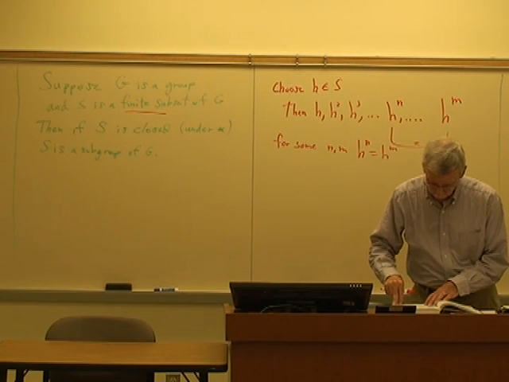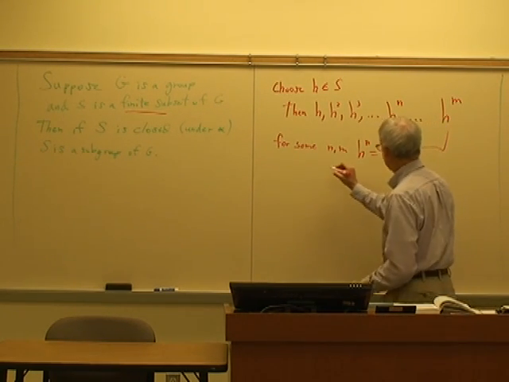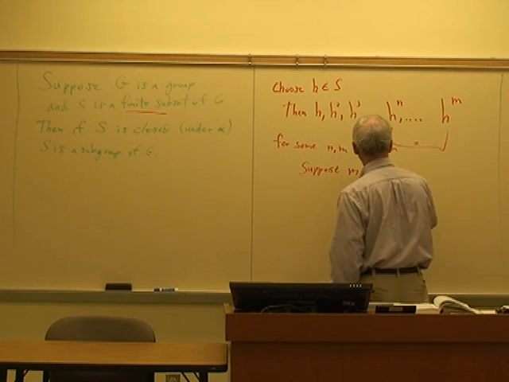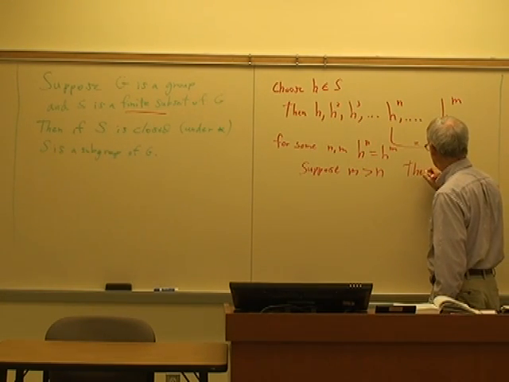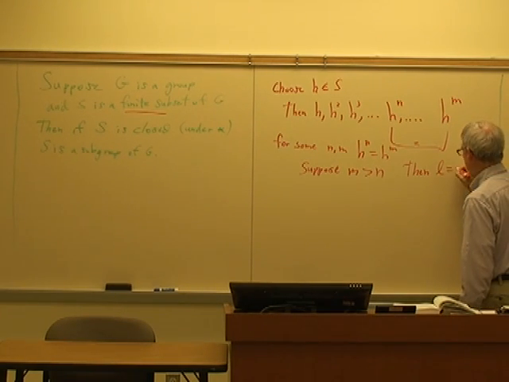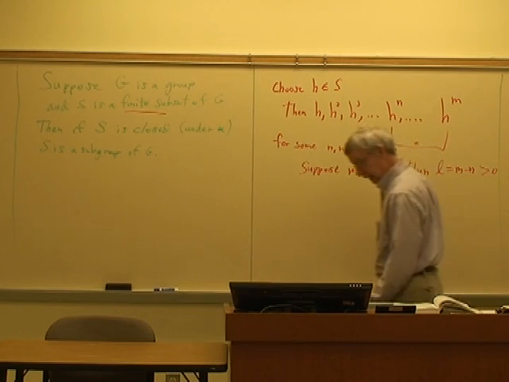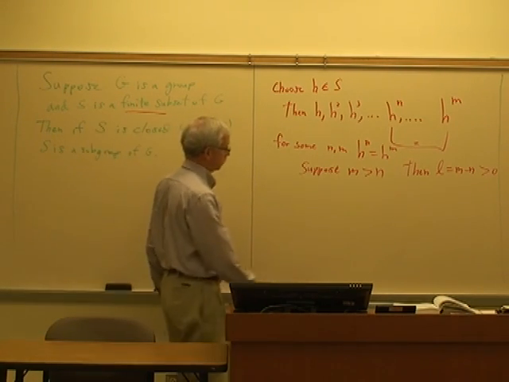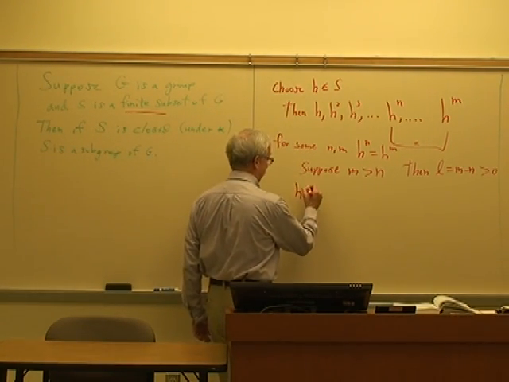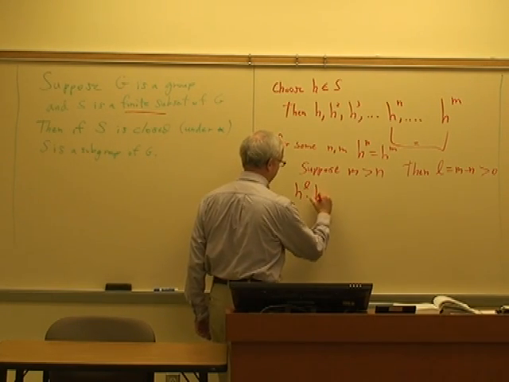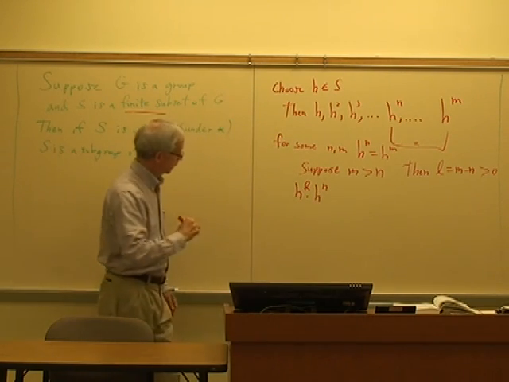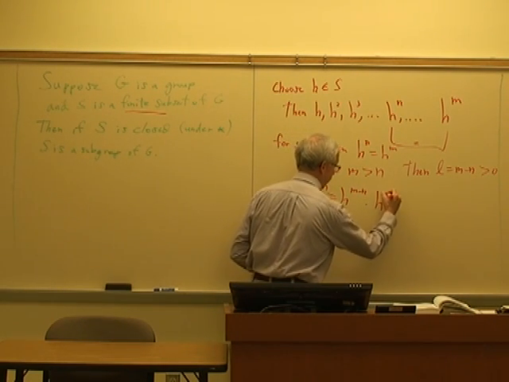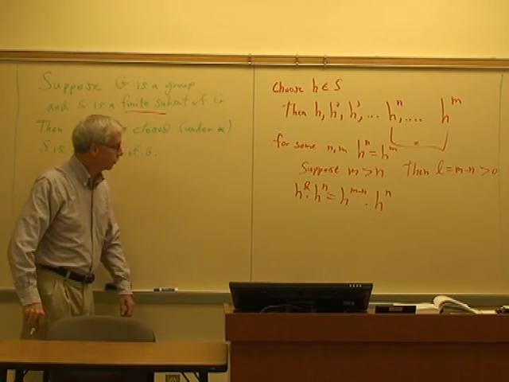Oh, simple. Suppose that m is greater than n, as I listed it, right? Then pick another letter, L equals m minus n, which is greater than 0, right? So then, h to the L times h to the n, what would it be? Well, that's h to the m minus n times h to the n, and that's positive. I haven't done anything wrong.